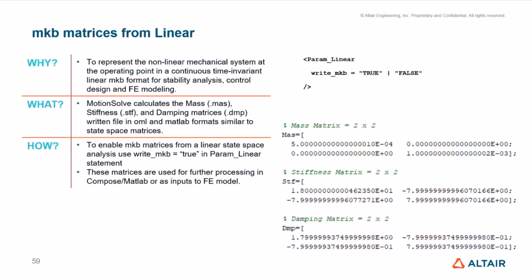The next feature is the MKB matrices from linear analysis. This is a request from the customer. So as we used to export the ABCD matrices, and now we also export the mass, stiffness, and damping matrices in the OML and MATLAB format. This can be used for further FE modeling or stability analysis and control designs. This can be enabled by using write MKB matrices in the param linear statement.